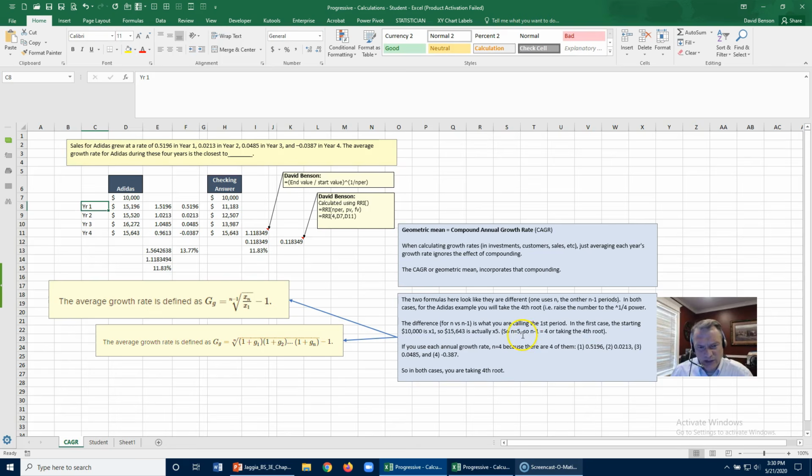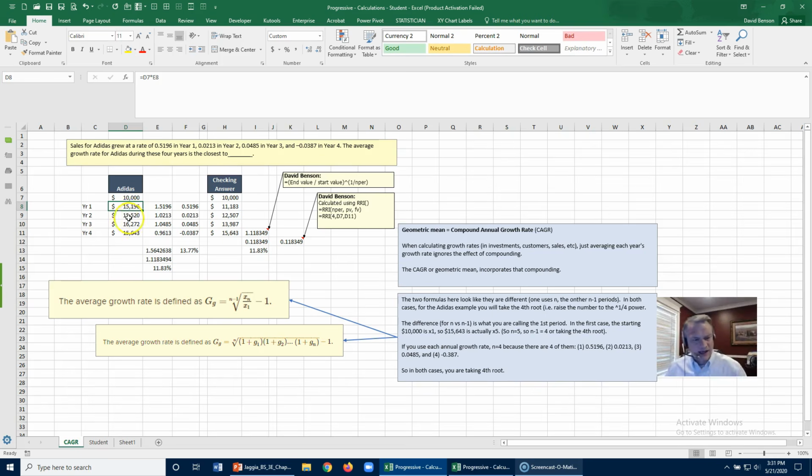And then down here I explain why, even though this one says take the nth root and this one says the n minus 1th root, in both cases you're going to use 4. It just depends on what you count as period 1, because this one is saying you've got these 4 growth rates, and this one says, well, you have 5 observations, but really to get this 0.5196, you're looking at the growth from the 10,000 to 15,196.